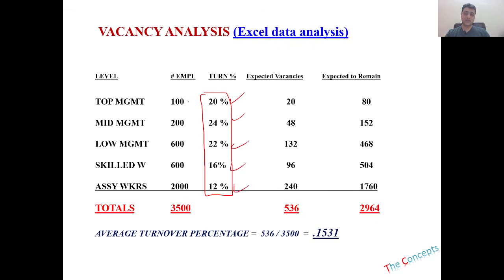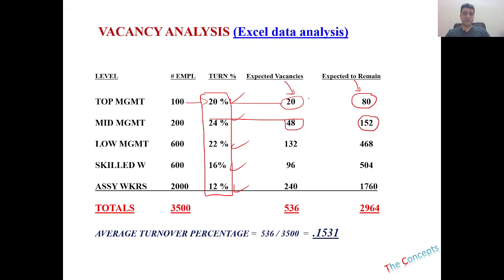Now, based on this, the 20% of 100 is 20 employees. So you are expecting that out of 100, 20 employees are going to leave and 80 are expected to remain with you. The same way, 24%, 48 people will be leaving you and 150 will be remaining with you.